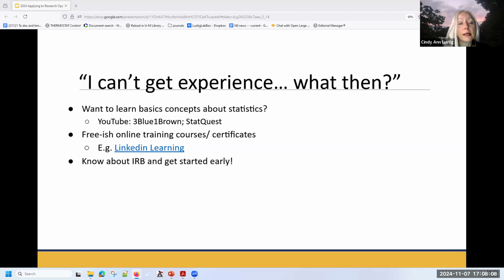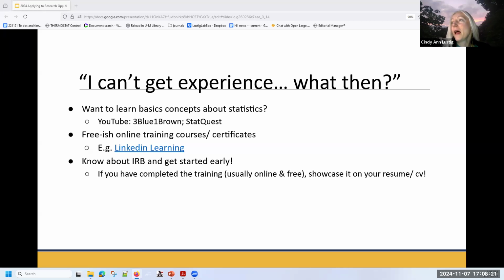IRBs, so this is basically how we get the ethical approval for our research. It's something we don't love doing often as professors and graduate students. So if you know how to navigate it, that can be a very useful skill. And again, there's usually going to be online training that is free that your university will offer, and showcase that on your CV and just say, have completed online training in IRB, and I'm ready to go ahead and manage those kinds of protocols.